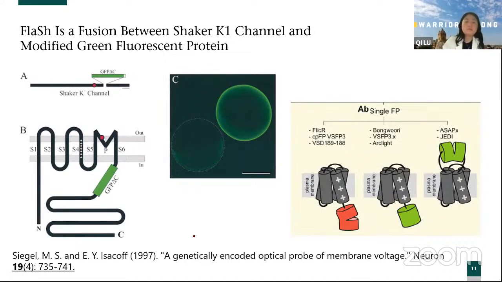Okay, now let's move on to the first part of these GEVIs, first using single fluorescent proteins. Generally there are three groups. The first group is the voltage sensors, the four transmembrane domains coming from potassium channels, linked to a modified, non-functional fluorescent protein. Some designs put the fluorescent protein intracellularly, and some put it extracellularly.